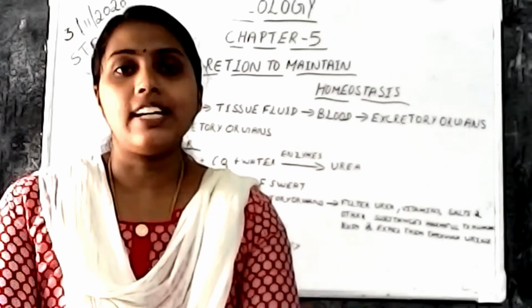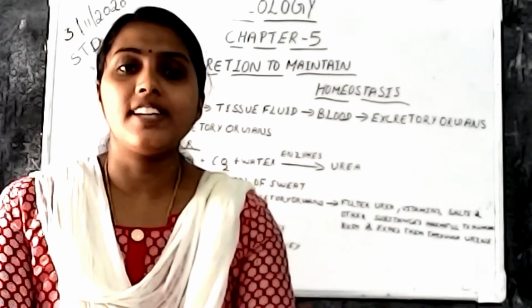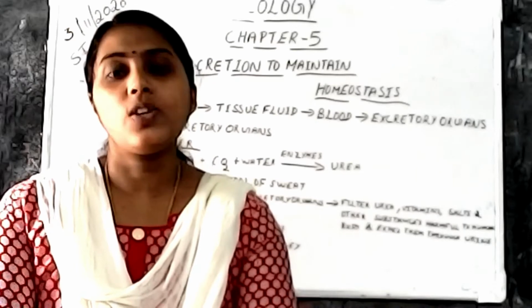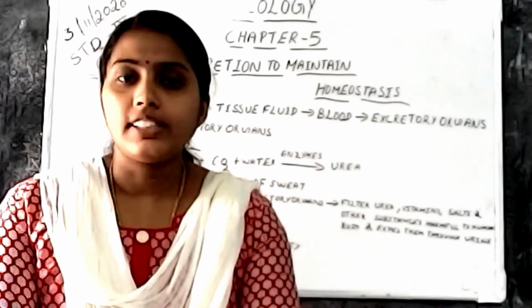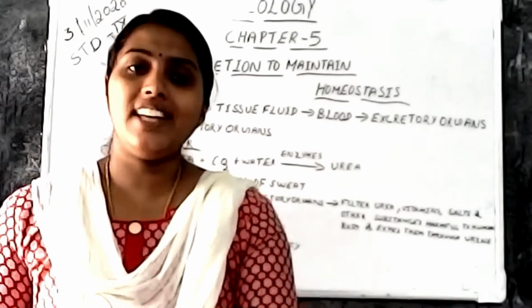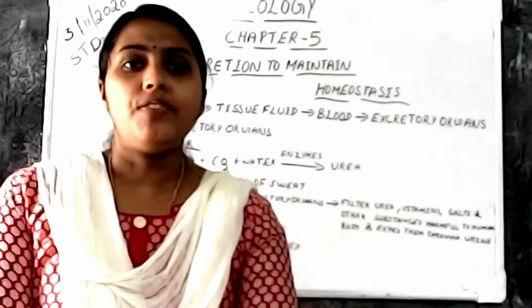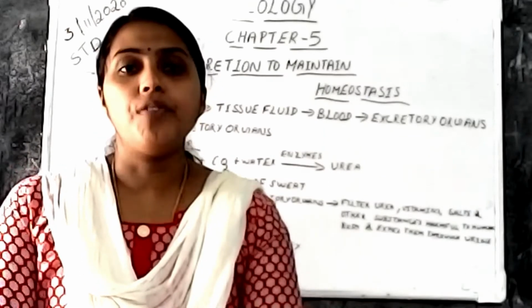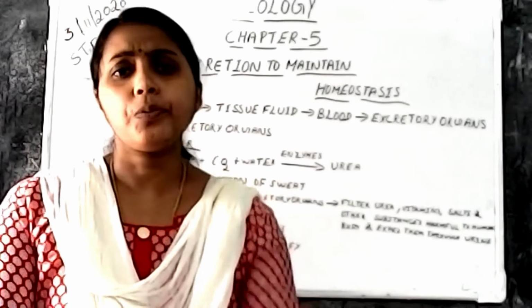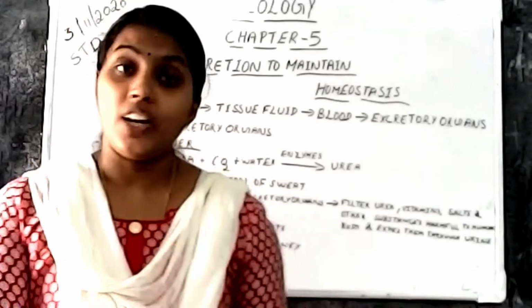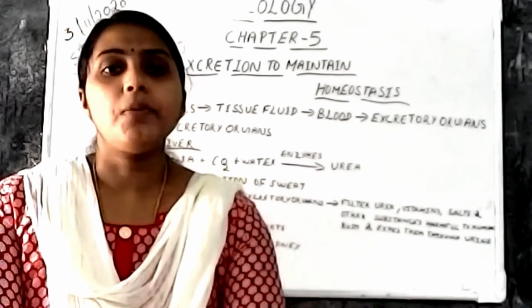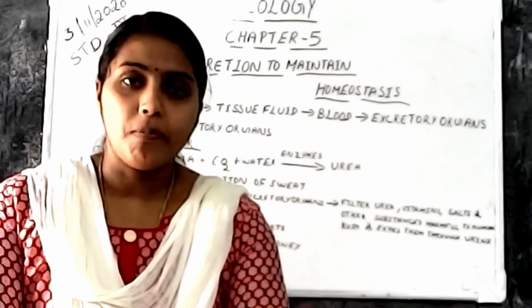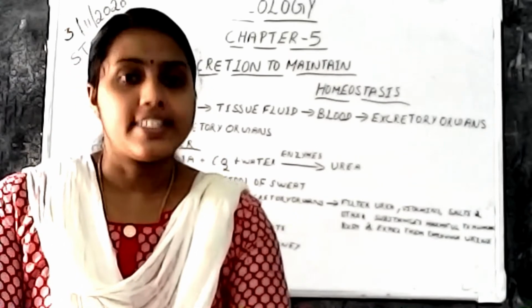Because carbon dioxide is a waste product formed inside our body. Okay, so it should be removed. Otherwise, if that waste exceeds the amount in our body, it will be harmful to our body. Okay, so before that, we should know what is excretion. Excretion means the removal of waste from our body.